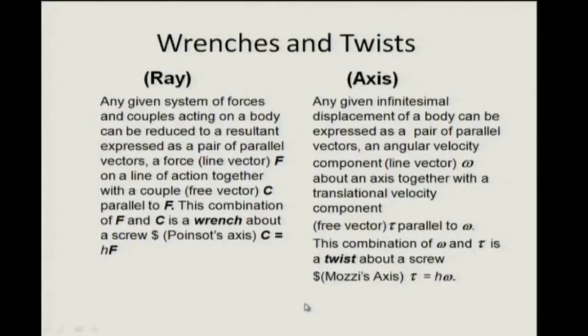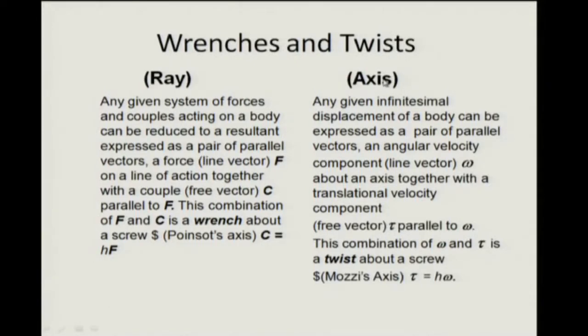So there are four infinities of lines in space, so we have five infinities of screws in space. There are two systems: Poinsot's system and Mozzi's system. The ray is Poinsot's and this axis is Mozzi's. So we will go through two parallel definitions and then intersperse them with commonality between the two.